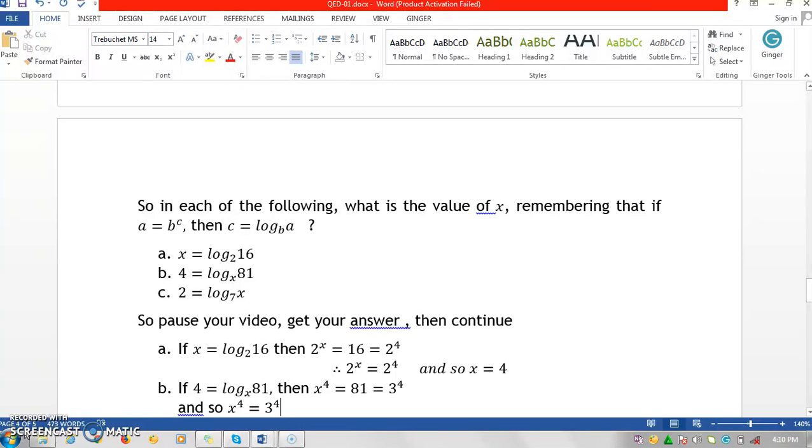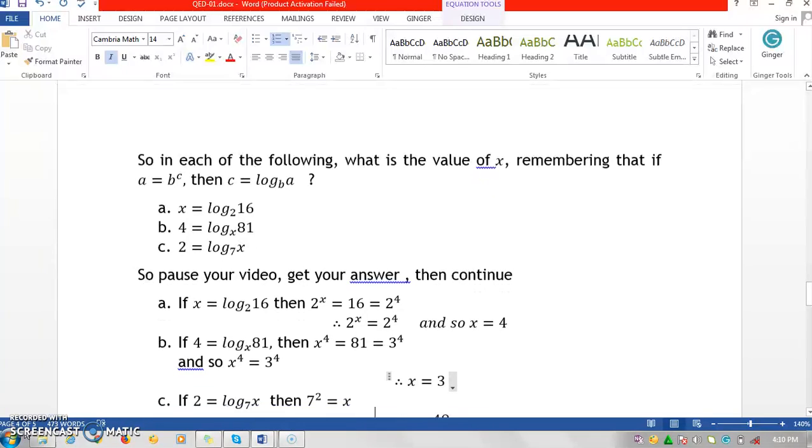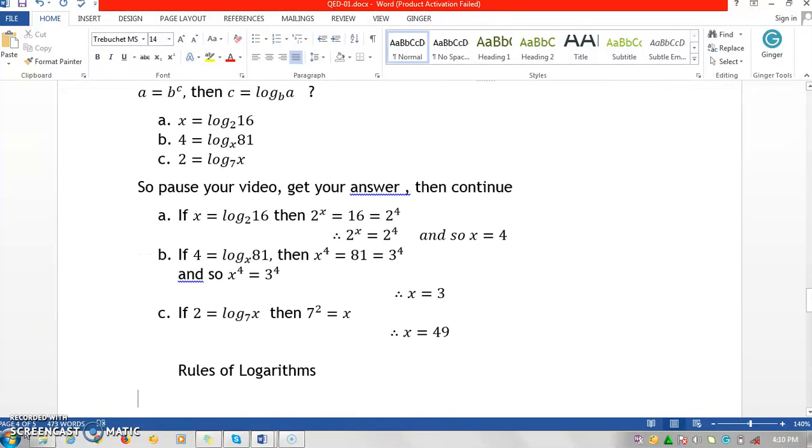The first one, we have x equals log 16 base 2. Our own x is 4. You can see how it is explained. The second one, x is 3, and the third, x is 49. Please check if your answer is correct.